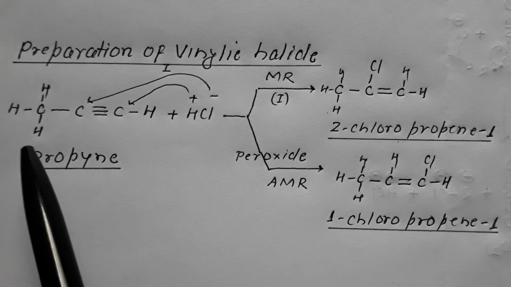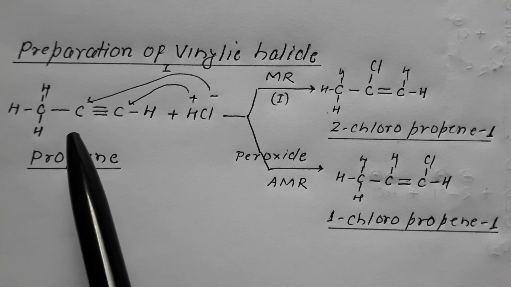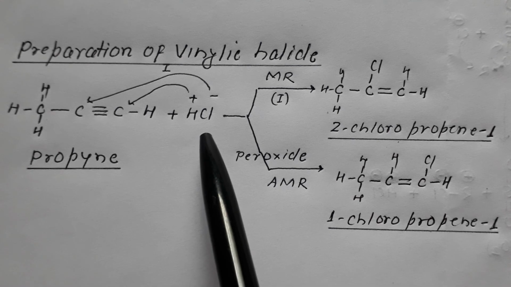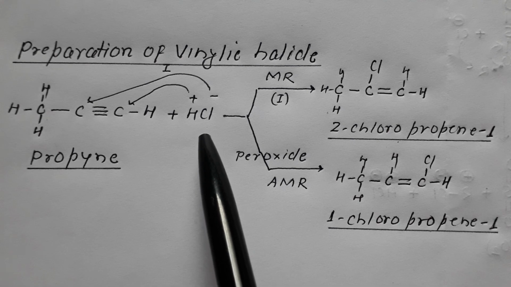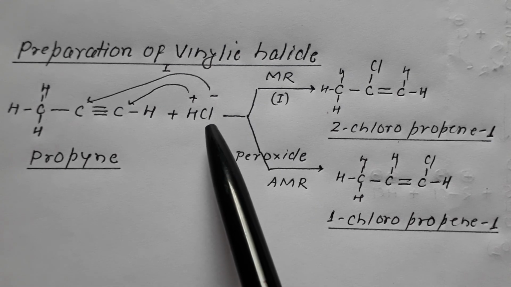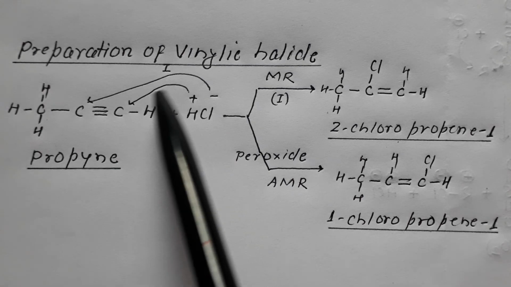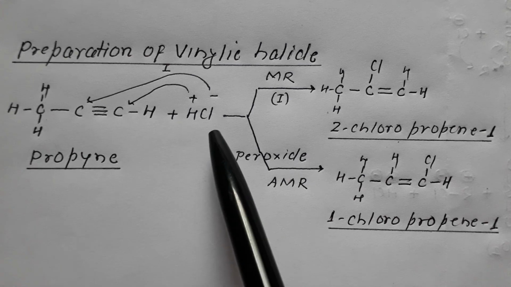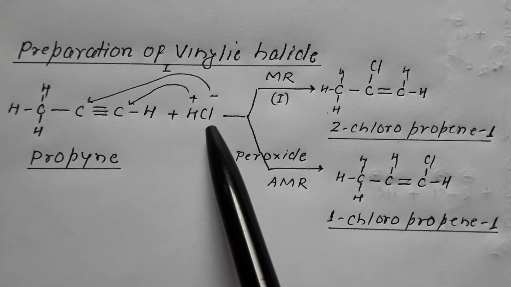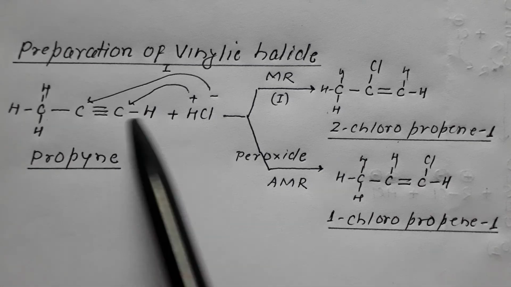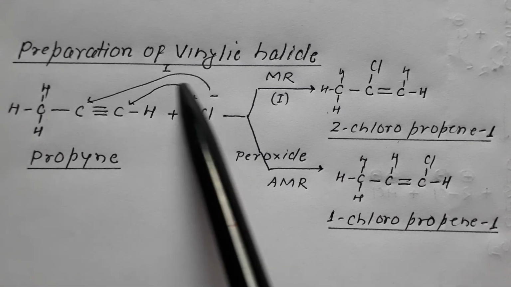Suppose I have taken this compound CH3 single bond C triple bond CH, that is propyne 1, and made it react with HCl. As per the Markovnikov rule, the negative part combines to the carbon that contains the least number of hydrogen. So Cl combines over here, H combines over here. This carbon is having no hydrogen, this carbon is having one hydrogen. Cl combines over here, H combines over here.